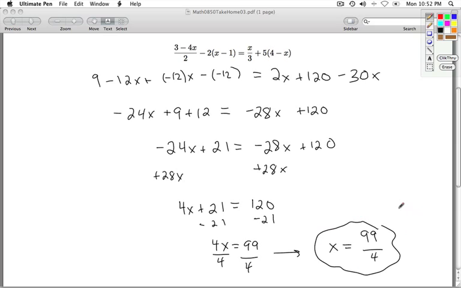And the ultimate check of this answer and the ultimate test of your tenacity with fractions and arithmetic is to take this answer and substitute it back into the original equation and verify that in fact it does check. And that'll do it for take home 3.